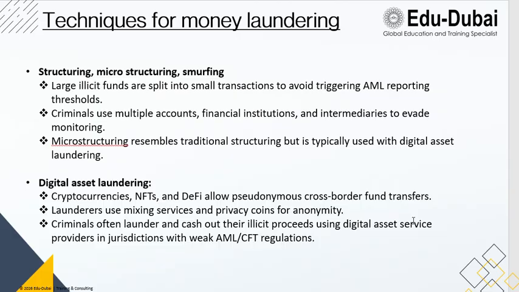This way of depositing money under the limit or threshold and making it legitimate is called structuring. Large illicit funds are split into small transactions to avoid triggering AML reporting thresholds. So this is called structuring. In microstructuring, we are reducing the size of the transactions to even smaller amounts. That is called microstructuring.